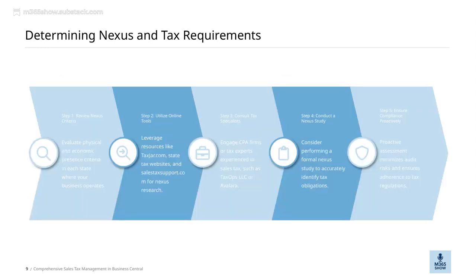Now, let's talk about how to determine nexus and meet tax requirements effectively. This is a crucial part of comprehensive sales tax management in Business Central. First, it's important to review the nexus criteria. This means evaluating both physical and economic presence in each state where your business operates. Understanding these criteria helps you identify where you have tax obligations.